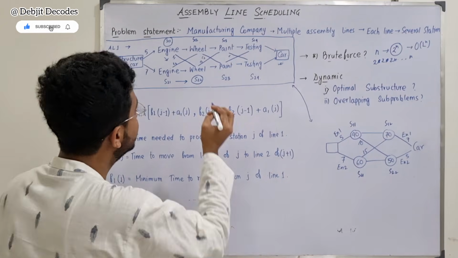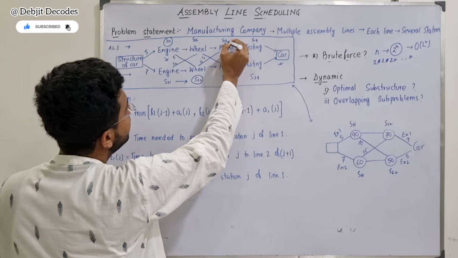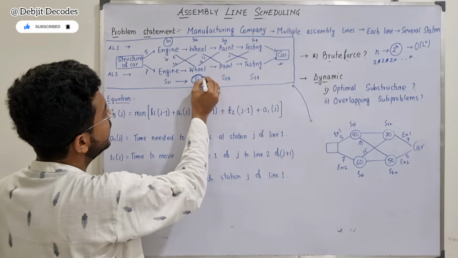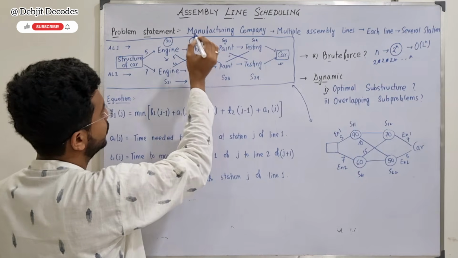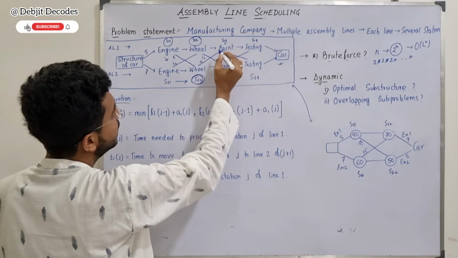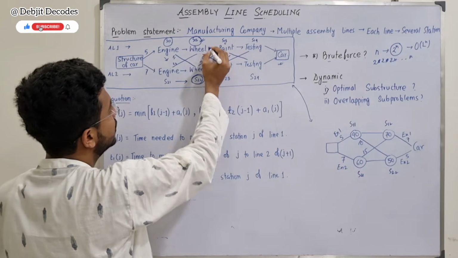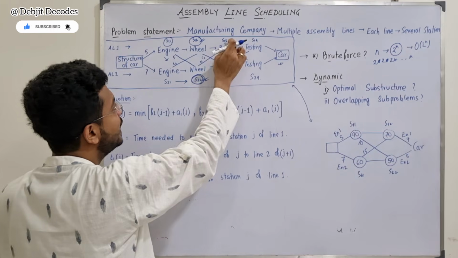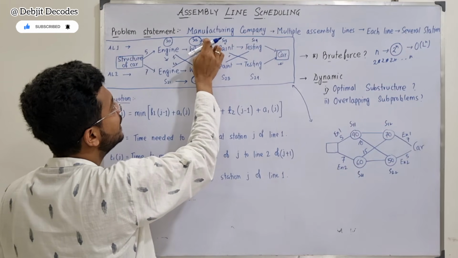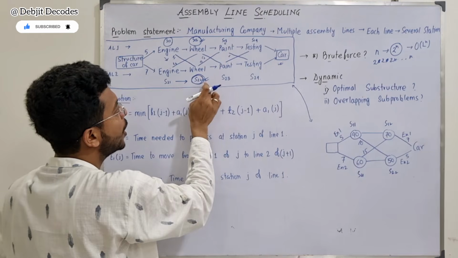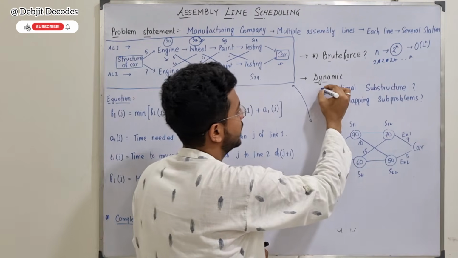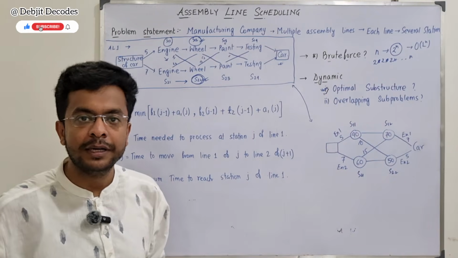So if you can see, to find out the time at S13, we are dependent on whether it comes directly from S12 or from S22. It will depend on these because we have previously calculated S12 and S22. So to calculate S13, we need the optimal result either at S12 or the optimal result at S22. So there is an optimal substructure, definitely, right?